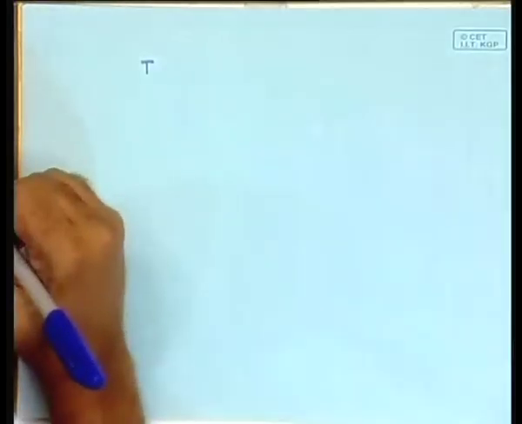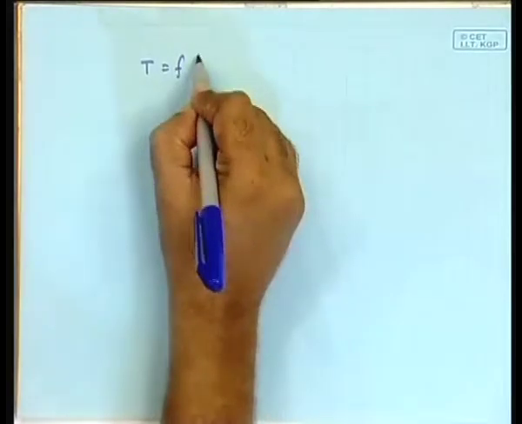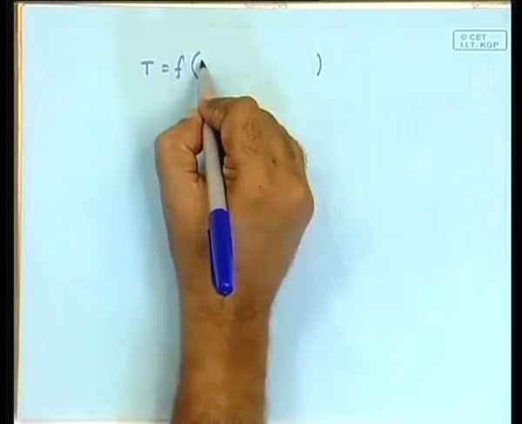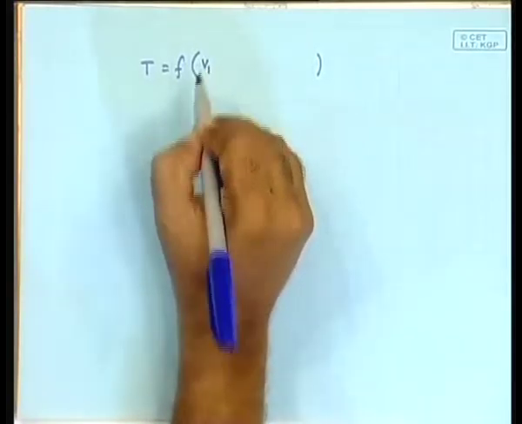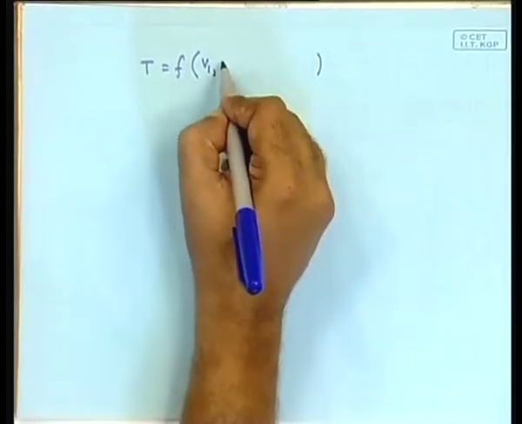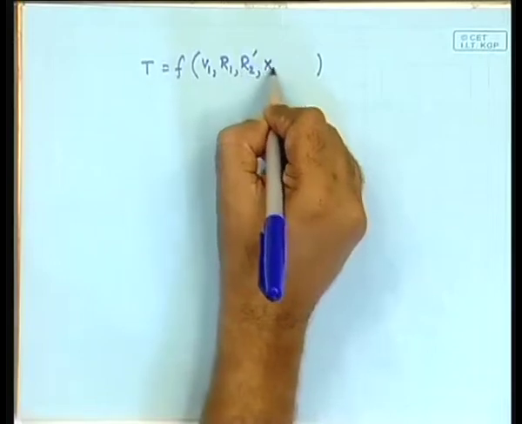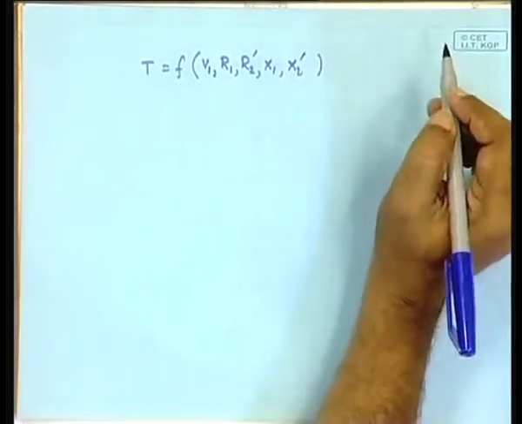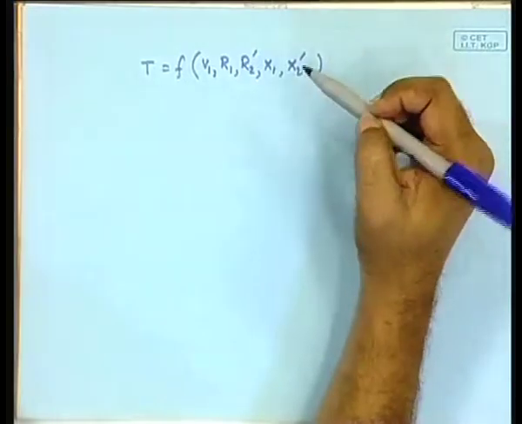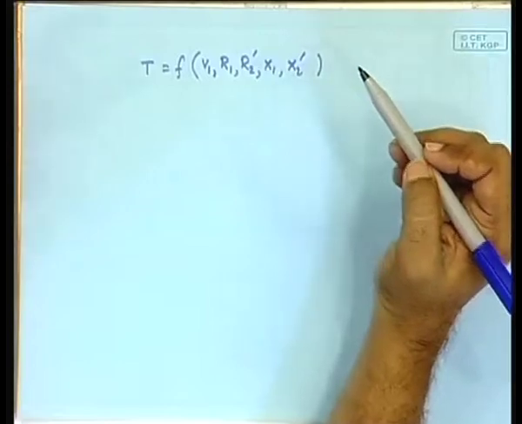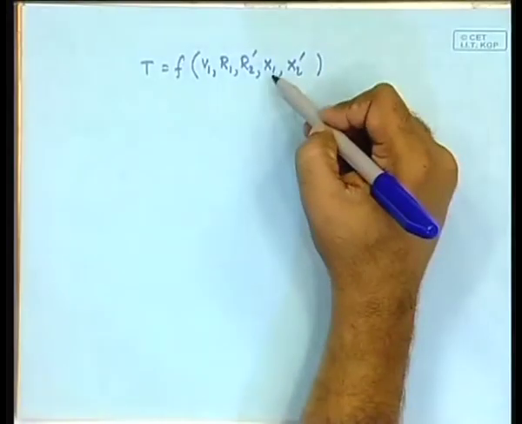But once we have done that, that means we have found torque as a function of all these quantities. What will it be dependent on? It will be dependent on V1, R1, R2 prime, X1, X2 prime, and all that. Out of all these, V1 is a variable quantity, right? V1 is the input voltage, it could go up and down, it could vary.